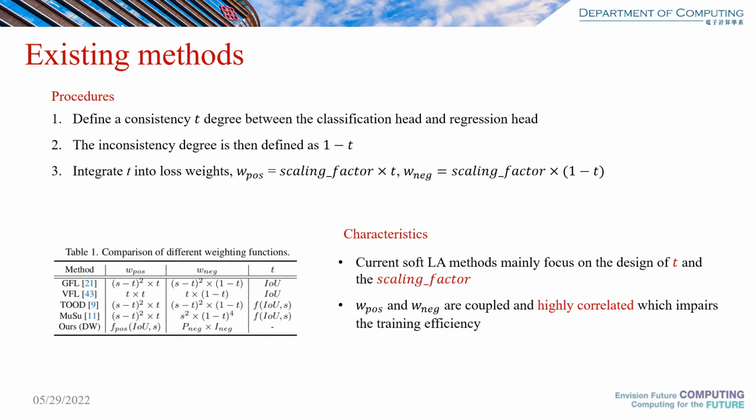Existing soft LA measures have three steps. First, a consistency degree T between the classification head and the regression head is defined. Second, the inconsistency degree is then defined as 1 minus T. Finally, W positive is defined as a scaling factor multiplied by T, and W negative is a scaling factor multiplied by 1 minus T. They have two characteristics. First, they mainly focus on the design of T and the scaling factor. Second, positive and negative weights are highly correlated, which can impair the training efficiency.